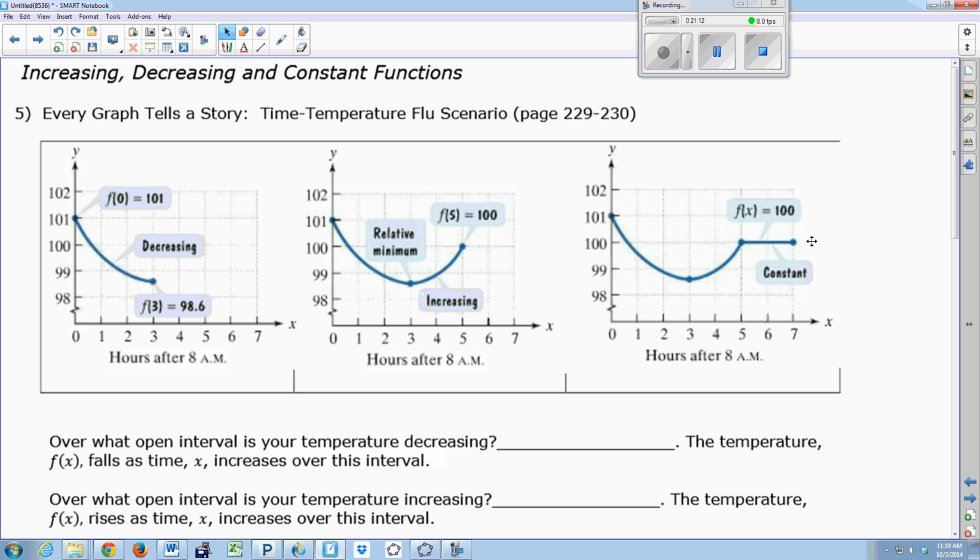All right. So when we define intervals where our function is increasing, decreasing, or staying constant, we always use an open interval. That's the key for this book. Now, you may pick up another book and they may say it's closed, but for our book, when you define the interval, it's always open.